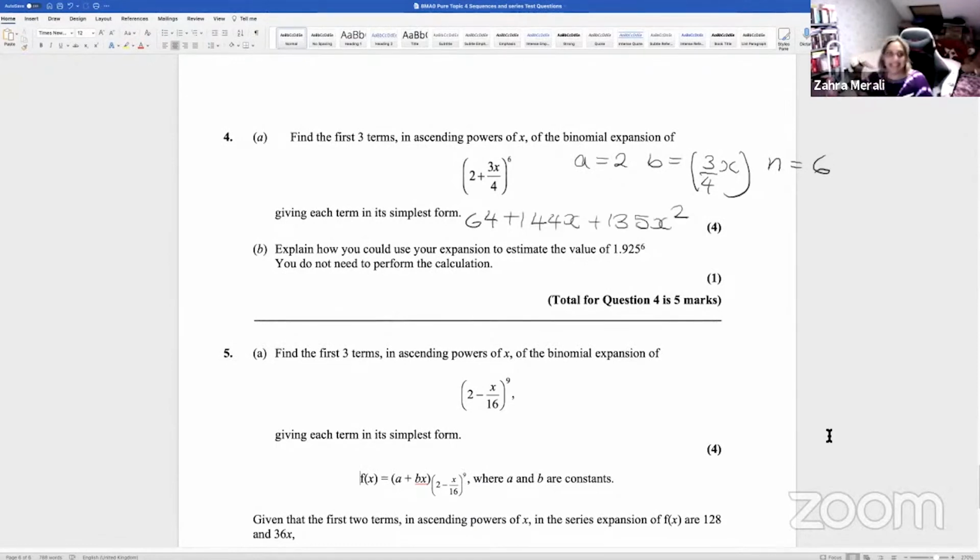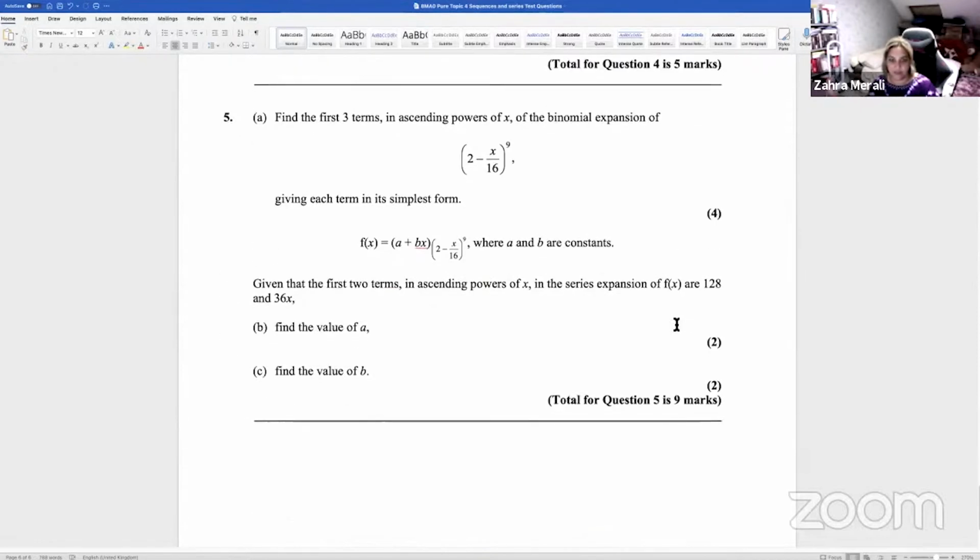squared. And explain again, you'd say, well, I'd make 2 plus 3x over 4 equal to 1.925. I get x equals minus 0.1. I substitute it into the expansion.